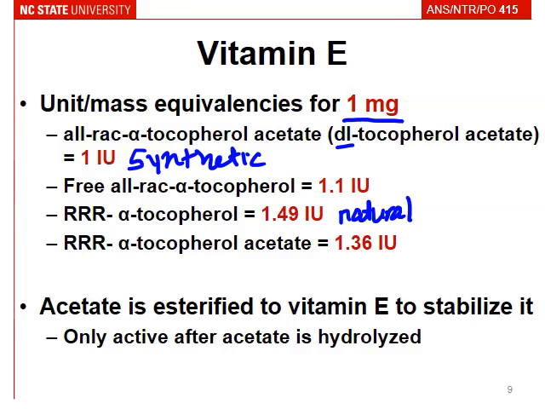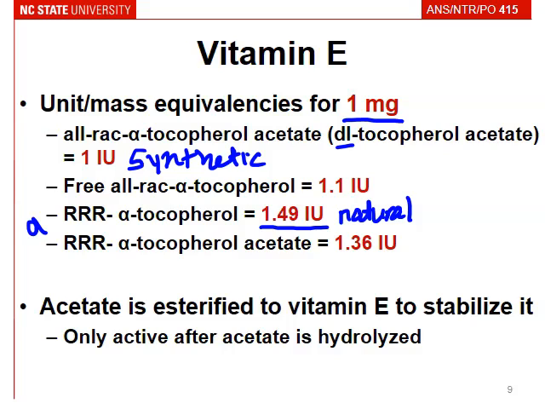So it could also be referred to as D-alpha tocopherol. And this has the highest. One of the things that I'd like you to know, I don't want you to be able to spout off all these numbers at me, but I want you to know that RRR alpha tocopherol has the highest equivalency, or the highest value, is the most active out of all these.